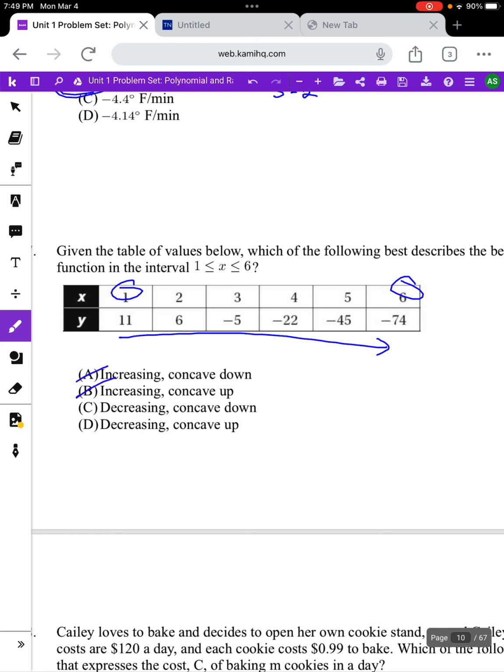So these two are out. And then is it concave up or concave down? Well, let's think about this. So 111 would be there, 2, 6. And we're going down this way, right?